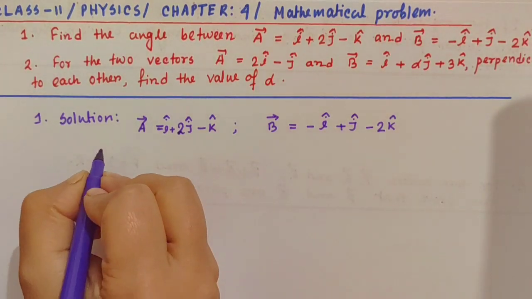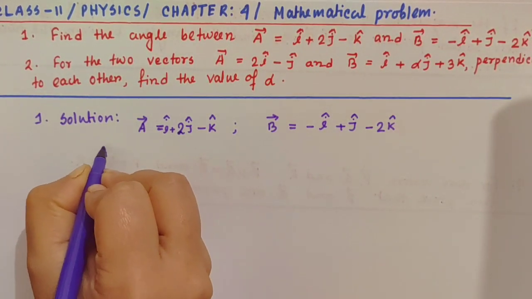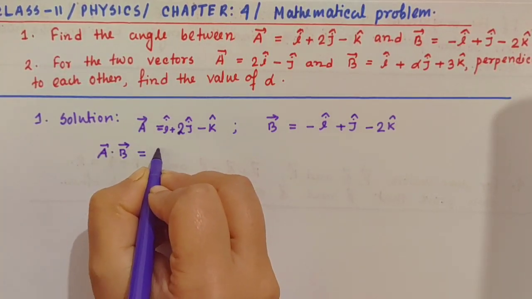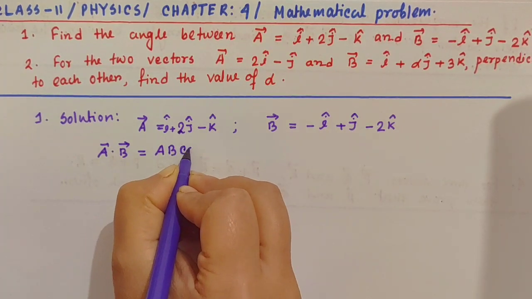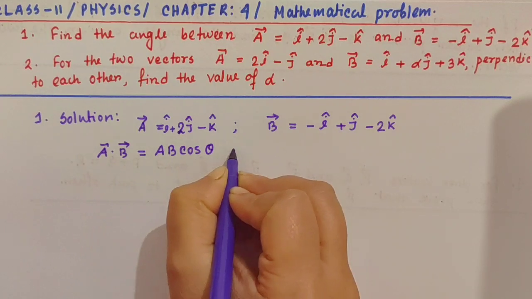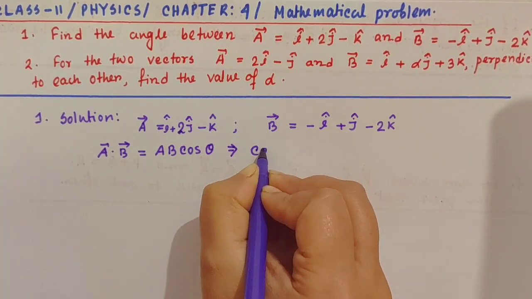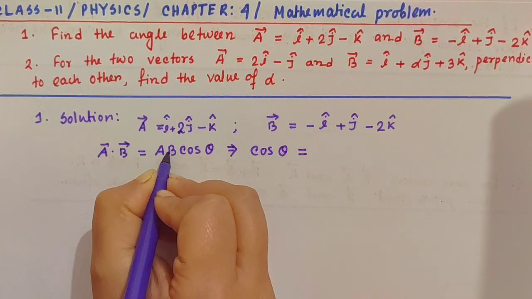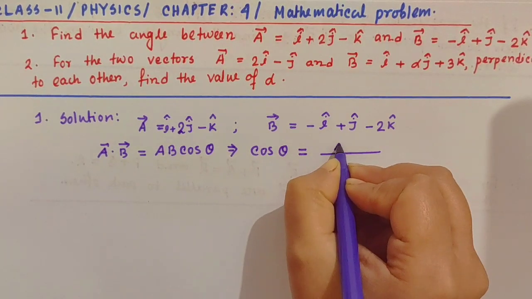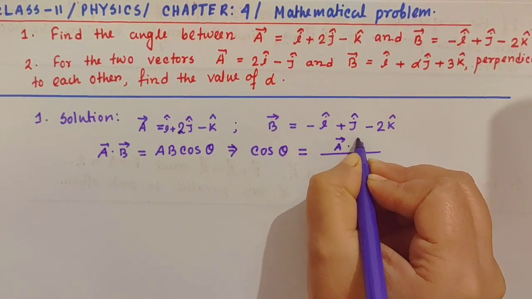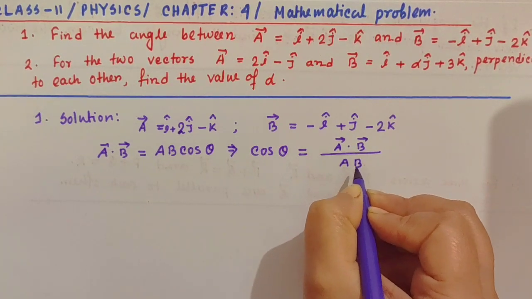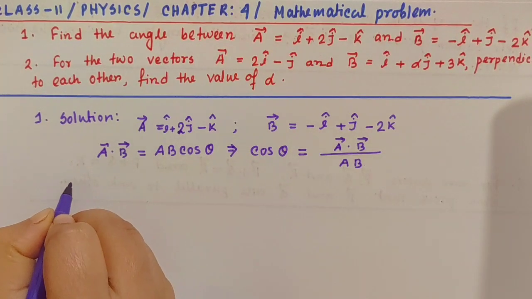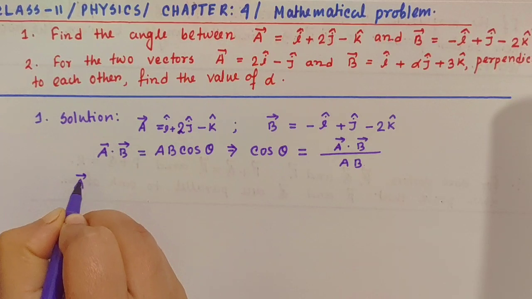Okay, now what do we know about the formula of scalar product? We know A vector dot B vector, that means A dot B is equal to AB cos theta. So from here we can write cos theta is equal to A dot B divided by AB. Now A and B vectors are given, so from here we can find out A dot B.